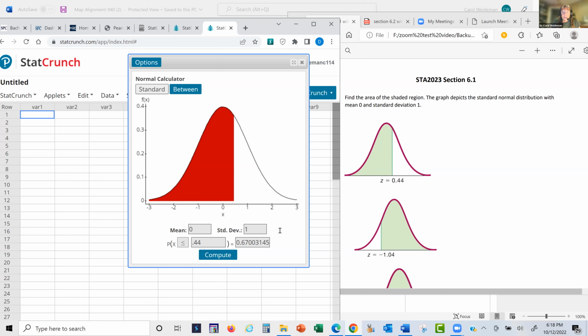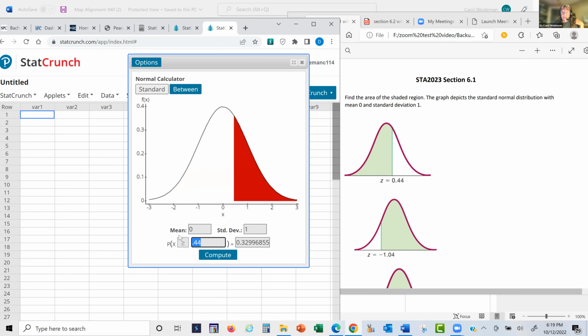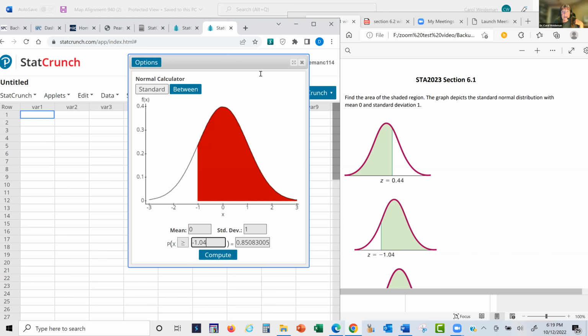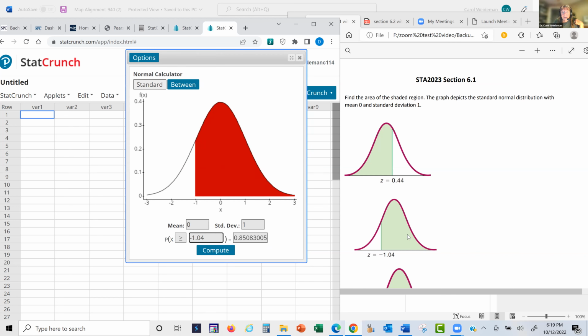Okay, let's do the next one. What's different about this one? This time they want the area to the right. So you're going to change your inequality here. And notice here, you don't have an equal. You only have two choices, less than or equal to or greater than or equal to. In a minute, I'm going to show you the betweens, but right now we're going to go either left or right. Okay, let's do the second one. Now we want to do greater than or equal to, and we have a negative 1.04. Put that in there, and there's my probability. And again, the picture looks very similar to the one they've given me, so I know that I'm oriented correctly. And the probability here is 0.8508. So the probability that the z-score would be negative 1.04 or greater is 0.8508.